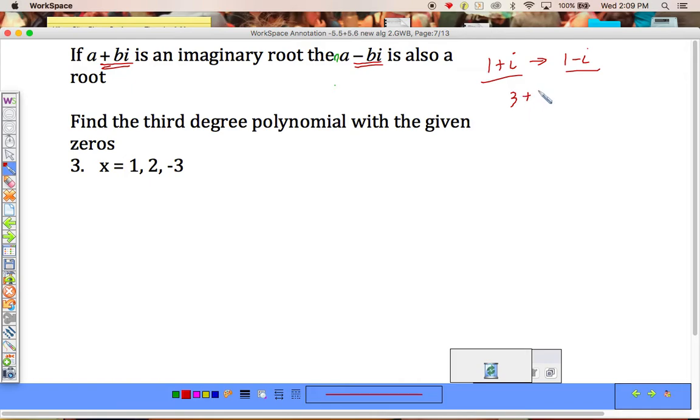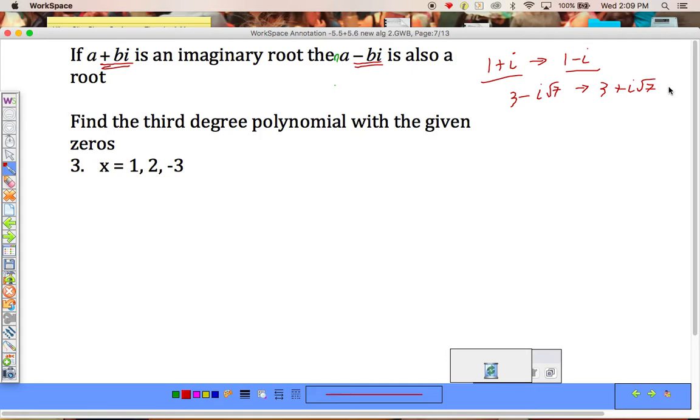3 plus, or 3, let's change that. 3 minus i squared root 7. You automatically get 3 plus i squared root 7. Right, same idea. i's always come in pairs. All right, so they'll come and play in the, not this one, but the next one.